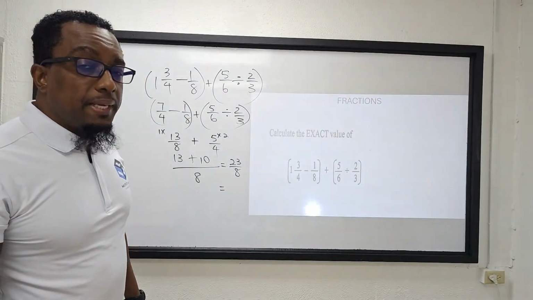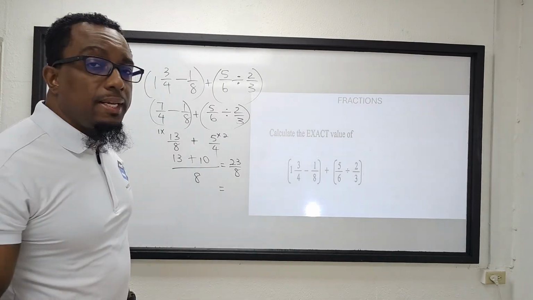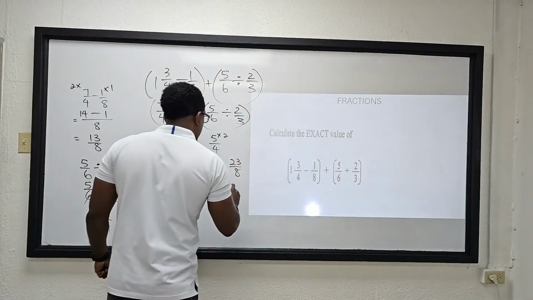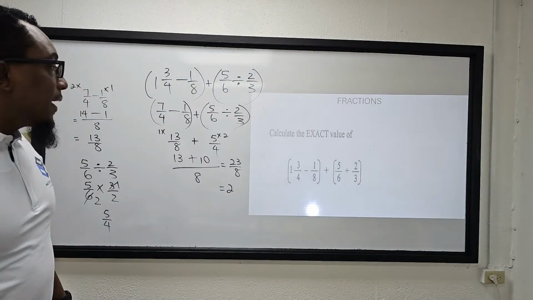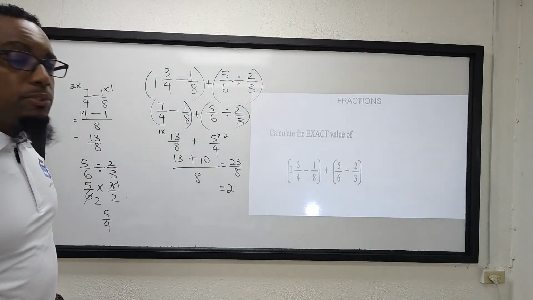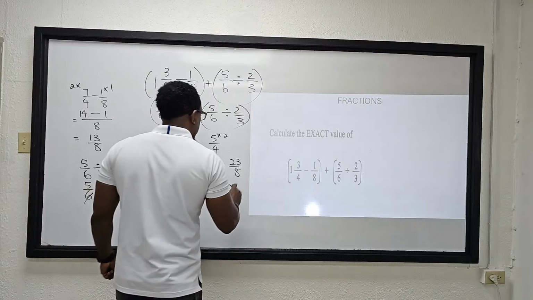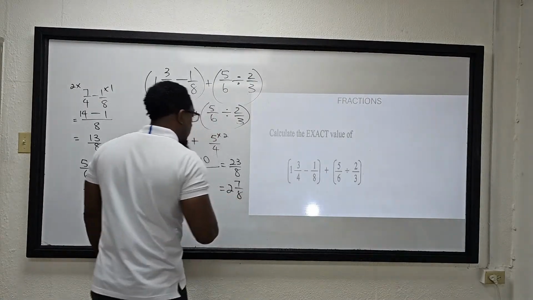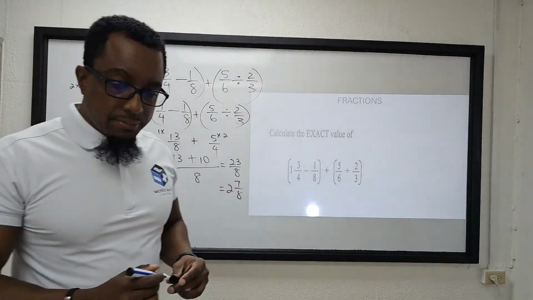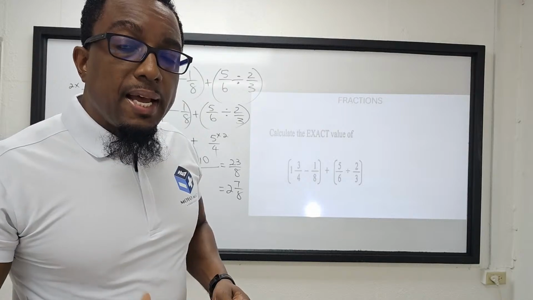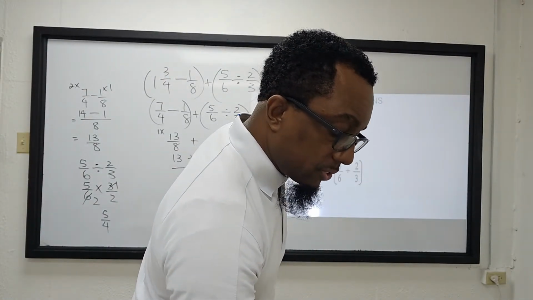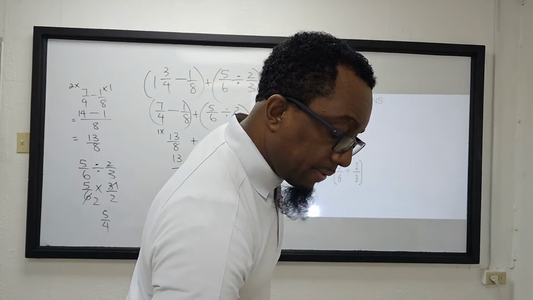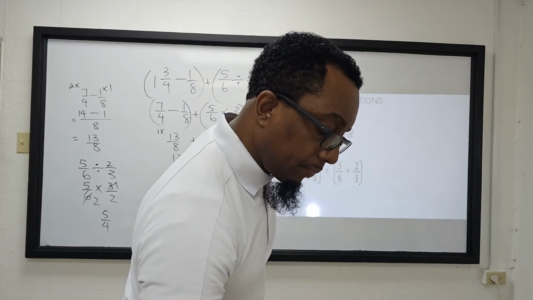Yeah? But I can convert into a mixed number. I know 8 into 23, 8 by 2 is 16. Yeah? And 16 from 23 will give me 7. So I have 2 and 7/8. Making sure we are clear on how to answer these questions, making sure we are clear on the relevant steps to arrive at the correct result.